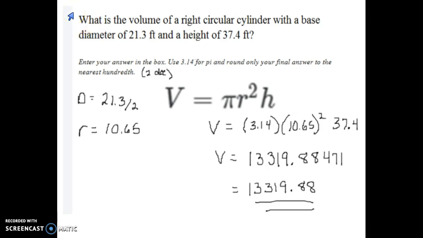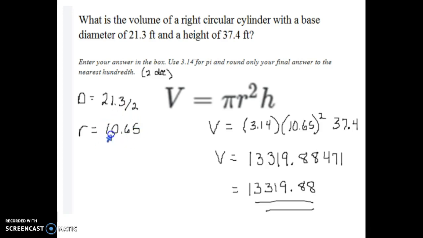This one says, what is the volume of a right cylinder with a base diameter of 21.3 and a height of 37.4? Now this one does say use 3.14 for pi and round your answer to the nearest hundredths. Remember, hundredths is 2 decimal places. So first we want to find our radius. So the diameter is 21.3 divided by 2 is 10.65.